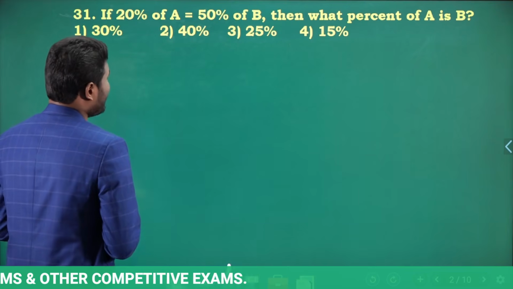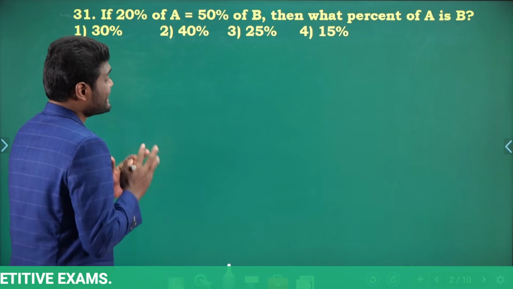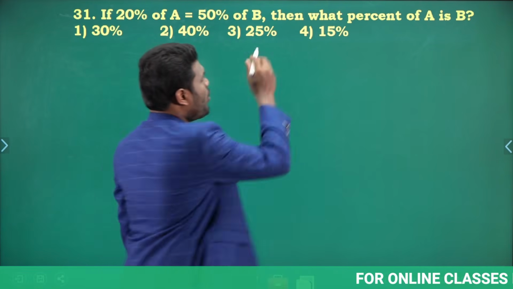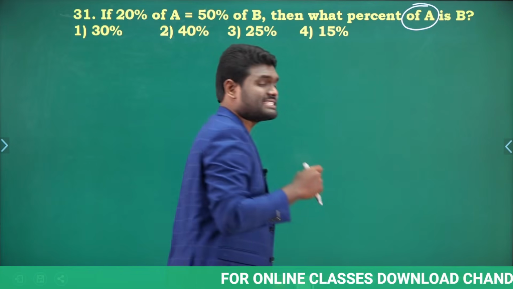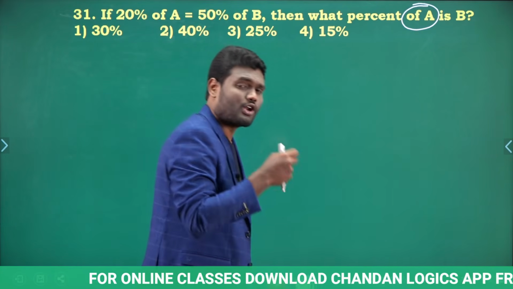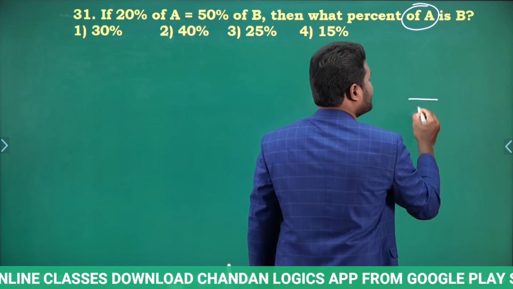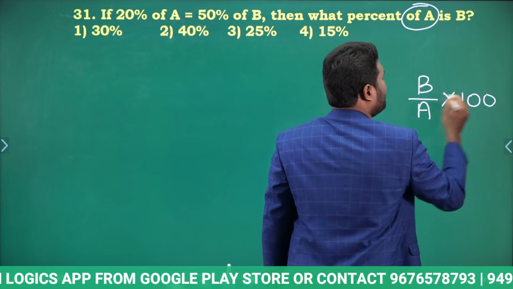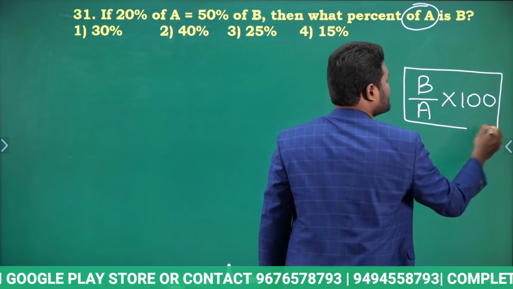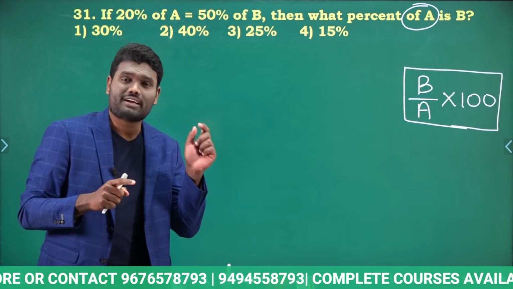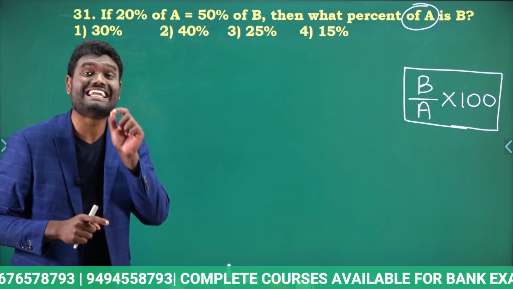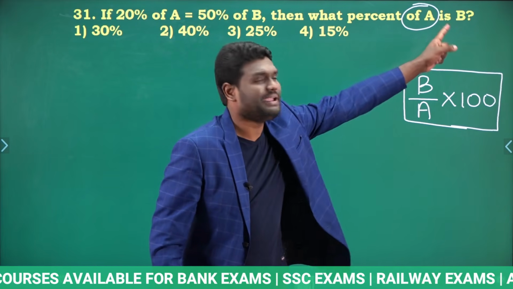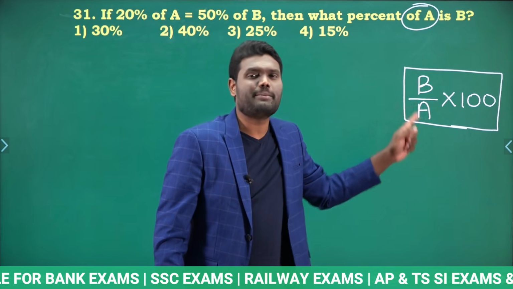If 20% of A equal to 50% of B, then what percent of A is B? So you have to read the question clearly. What percent of A, which means after "of" I am getting A, so A should be in the denominator and B should be in the numerator, which means you need to calculate B by A into 100. The same concept I have already discussed initially. Whatever is going to come after "of" should be in the denominator. So after "of" I got A, which should be in the denominator and B in the numerator, which means we need to calculate B by A into 100.